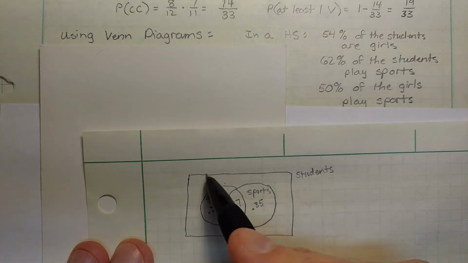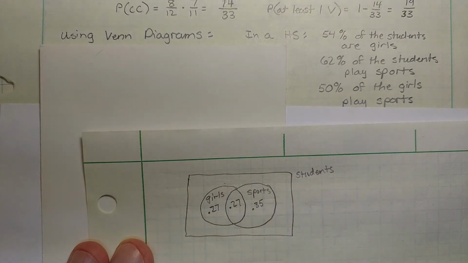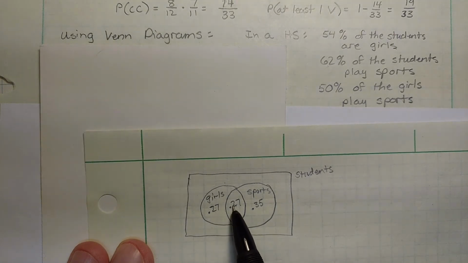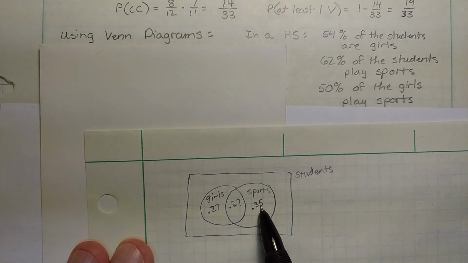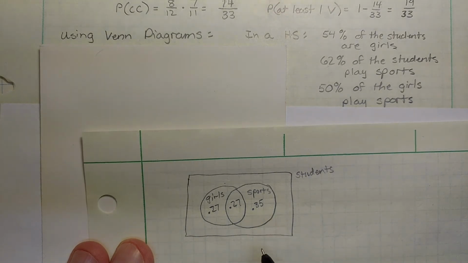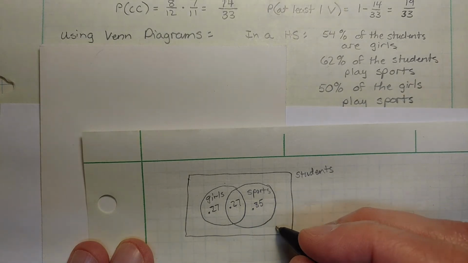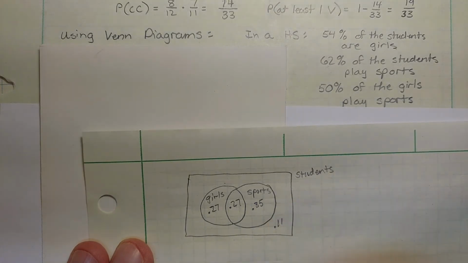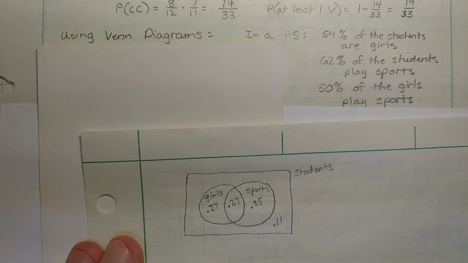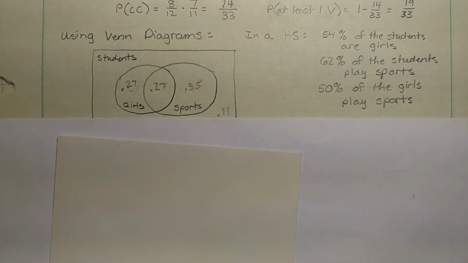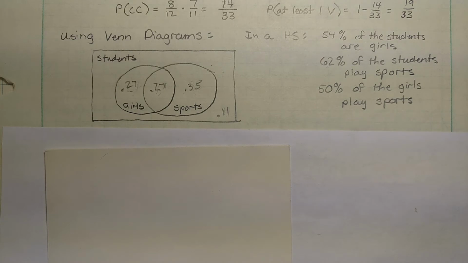But now this whole amount must add up to 100%. So notice if I look here, I've got 0.27, 0.27, that's 0.54. This is 0.35. If I add that up, it looks like I got 0.89. So that leaves me with 11% that are outside of those circles, because all the separate categories here have to add up to 1. So that will be my Venn diagram. So now I'll go ahead and show it to you. Here's my constructed Venn diagram. So it looks like that.